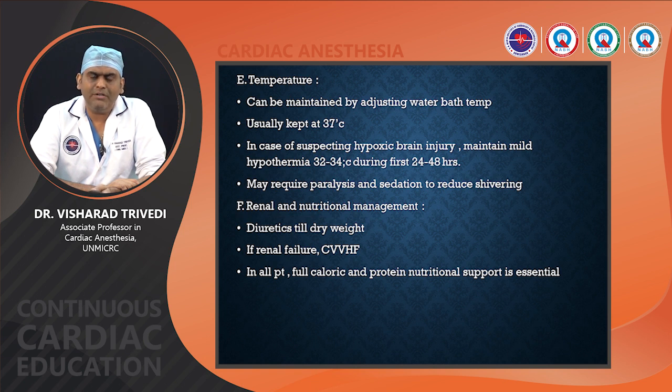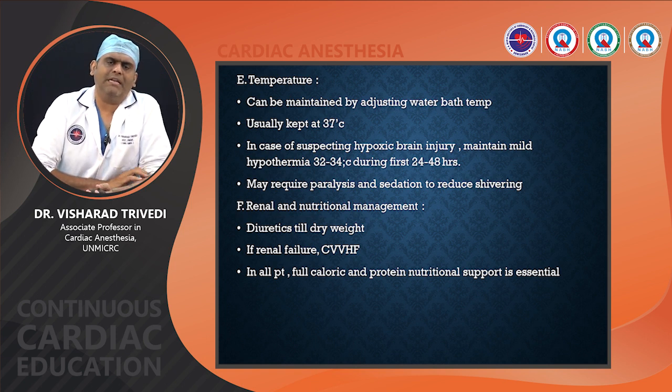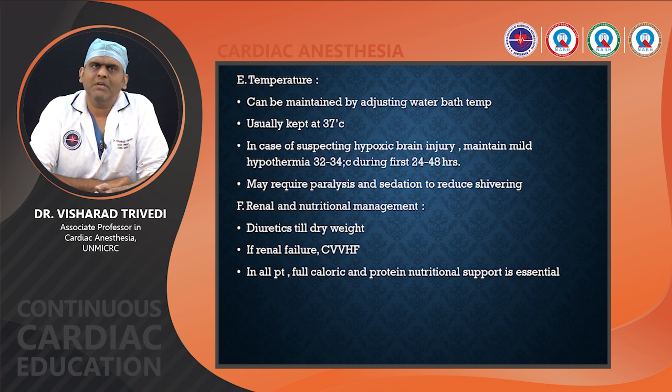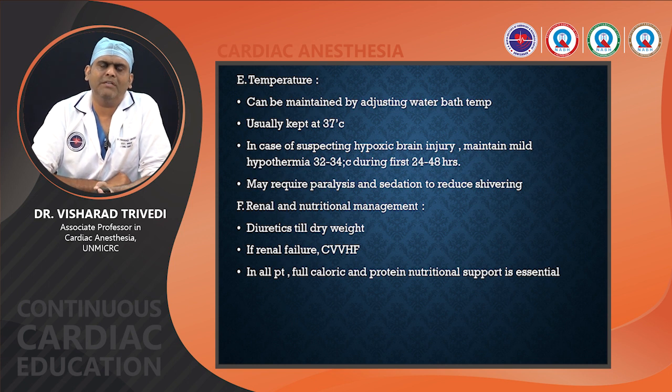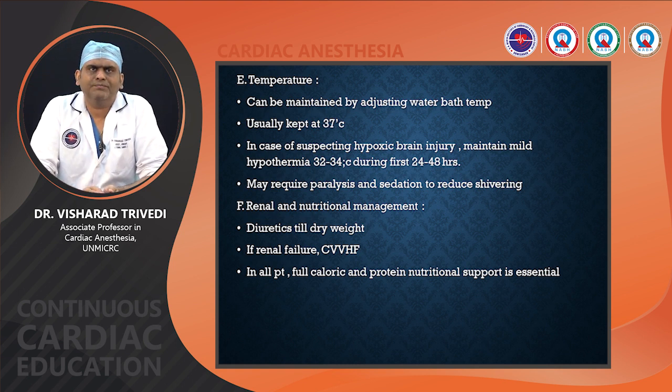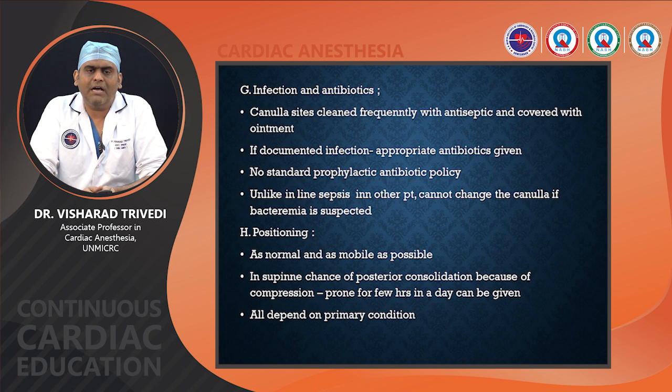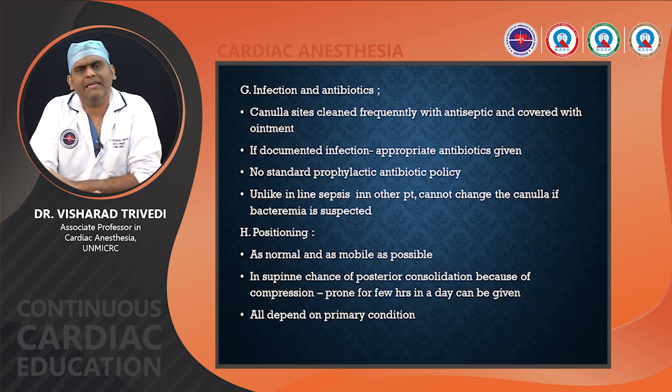Renal and nutritional management is also of utmost importance once you try to ventilate and extubate the patient after the third day. If the patient is passing urine, then it's well and good, you have to maintain the euvolemia. If he is not passing urine, then you have to straight away go for CVVHF, continuous veno-venous hemofiltration, and try to maintain the euvolemia. Caloric and protein requirement should be measured and provided as in other patients in the ICU. Infections and antibiotics are of utmost importance, because so many lines are invasively put in the patients.